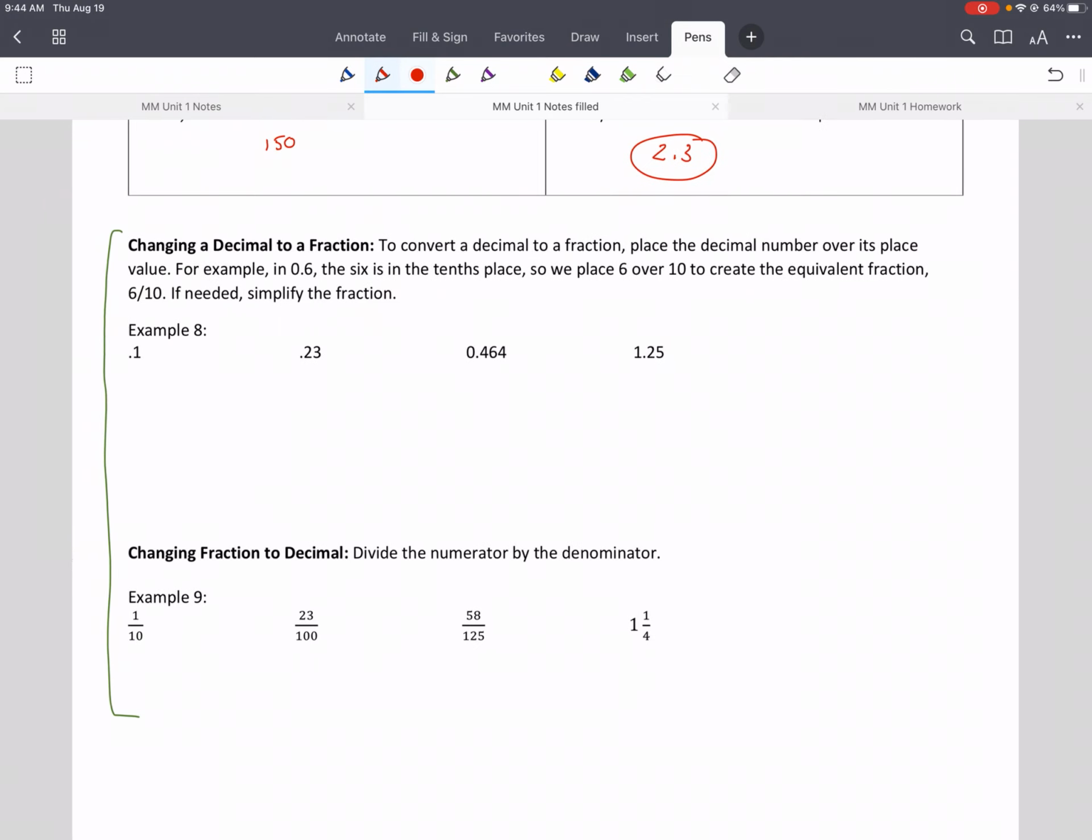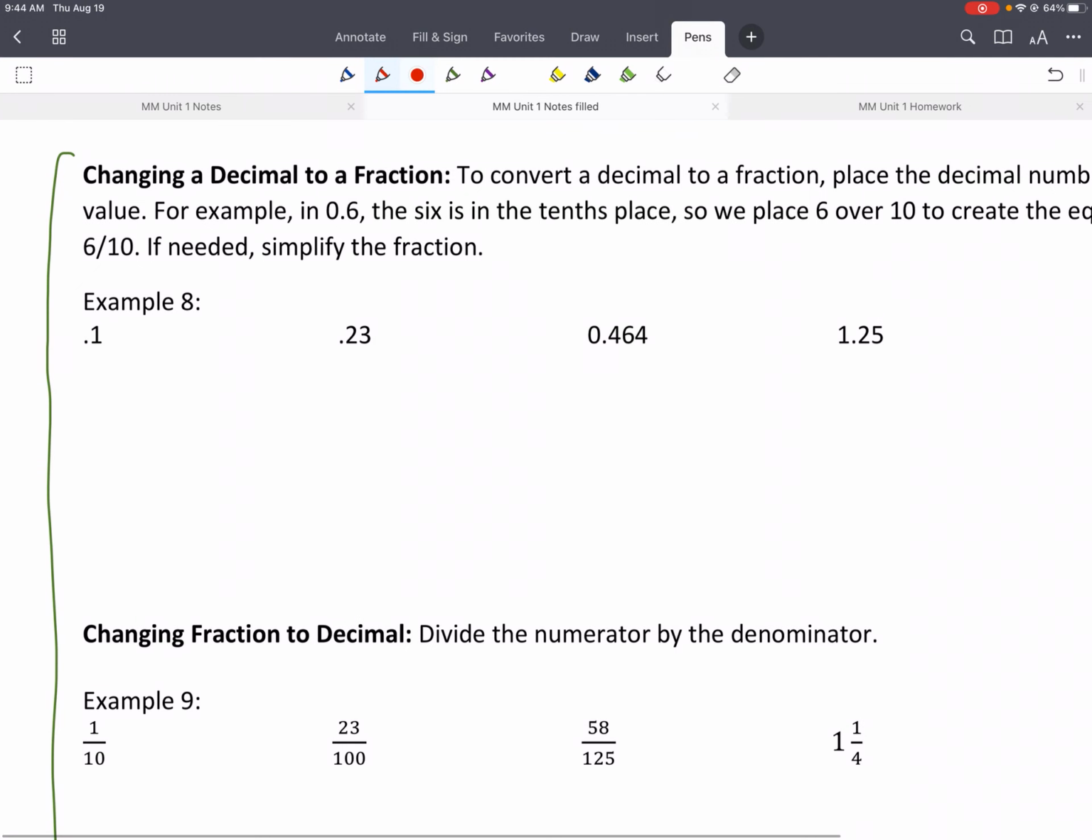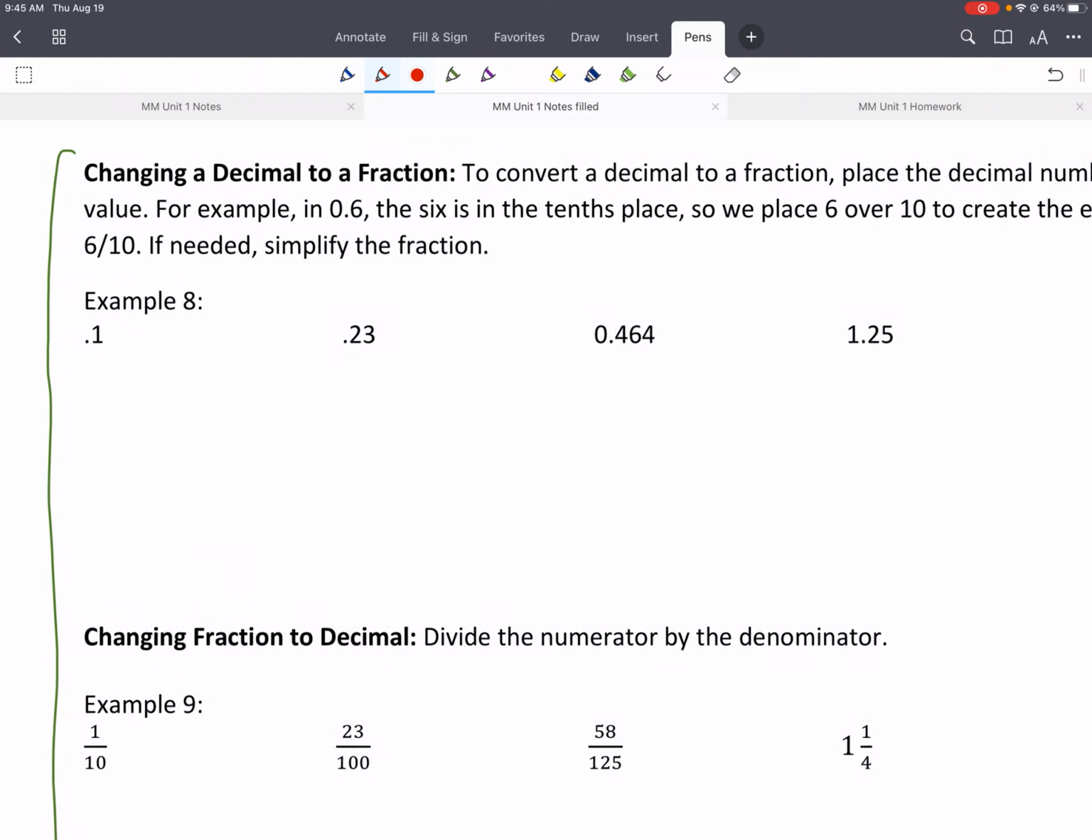All right, changing decimals to fractions. Again, I'm okay if you just use your calculator for this as well. I will show you how to do it otherwise if you want to do it by hand, but it's okay if you want to use your calculator. So first off, let's do it the harder way, or doing it by hand. The instructions are here, but I'll just explain it to you.